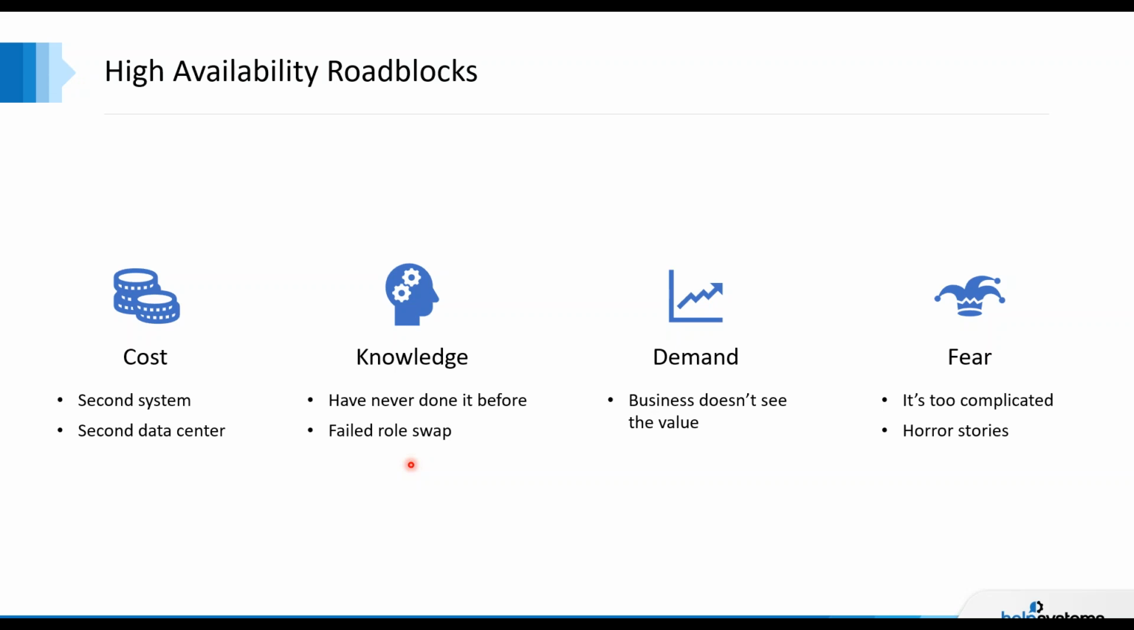Ash, myself, Chuck, we know people, or we ourselves can help you out in that space and training you. Demand: business value doesn't see the value. Talk to the right business leaders. Make sure they understand how many people are using the system, how much business goes through the system. And then finally, it's too complicated and horror stories. It's that kind of paralysis by analysis. We can't do it because it's too complicated. Those are some things that have kept us from going into this HA area.